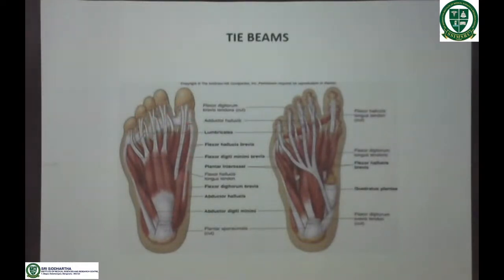Then in the medial-most position, we see the abductor hallucis, which also acts as a tie beam. So the tie beams of the medial longitudinal arch are: one, the plantar aponeurosis; then the medial half of the flexor digitorum brevis; then the abductor hallucis. These act as the tie beams.